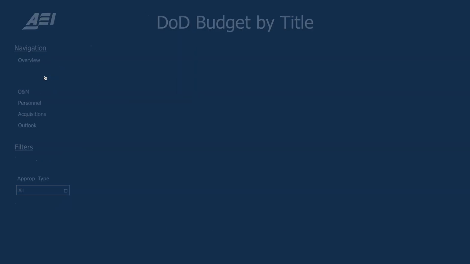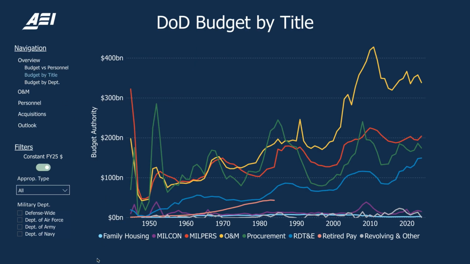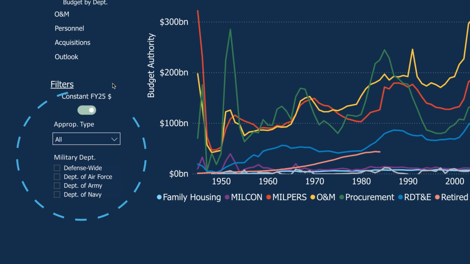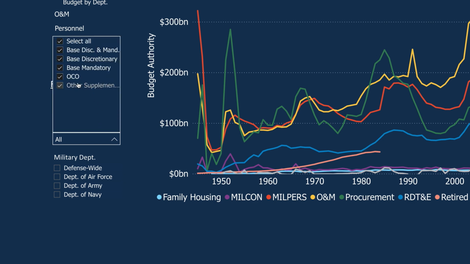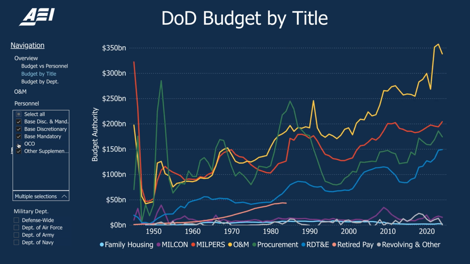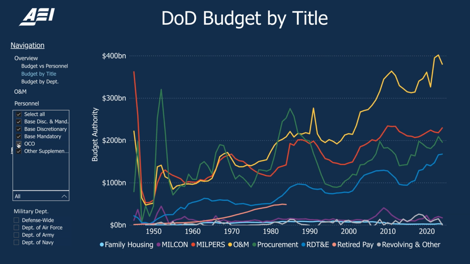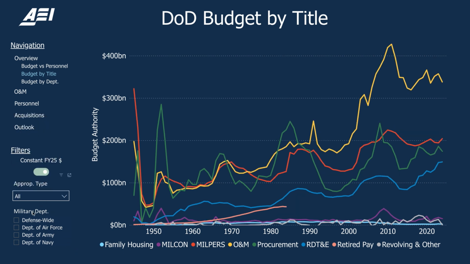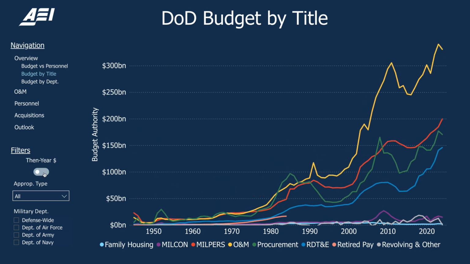Now, if we go to budget by title, this is the DoD budget just broken out by the titles in which Congress appropriates the funding. The filters are a little different here. You can filter it by type of appropriation. So for example, if you want to take out overseas contingency operations funding, you can deselect that and the data will adjust accordingly. Again, you can still filter it by military department and you can adjust it for inflation or not.